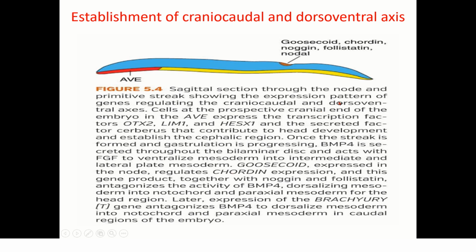So here you can see the establishment of the craniocaudal and dorsoventral axis. So this is the anterior visceral endoderm, which is defining the cranial end. And here you can see goosecoid, chordin, noggin and follistatin. So this will help in the dorsalization of the mesoderm in the cranial end. And brachyury T will help in dorsalization of mesoderm in the caudal region. Bone morphogenetic protein 4 will help in ventralization of the mesoderm.